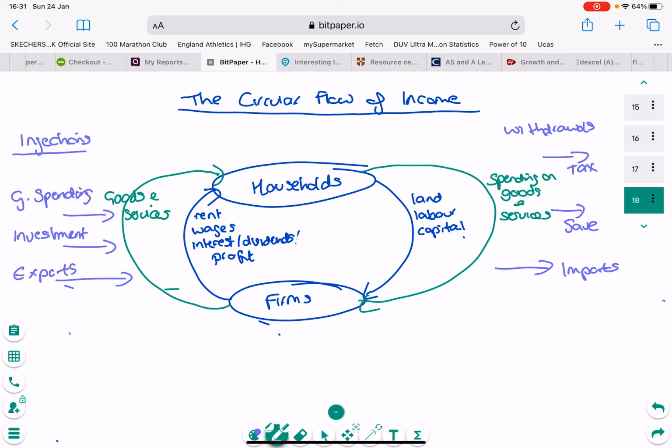But the amount of money going around the circular flow can also increase due to the injections into the circular flow, known as government spending, investment, and exports. So what we've got is this circular flow, and the amount of money going around could increase or it could decrease.